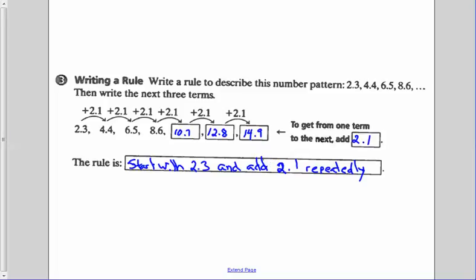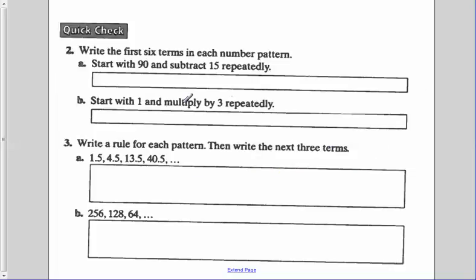Alright, now we're going to pause, and you're going to do the quick check, and we'll check here in a bit.